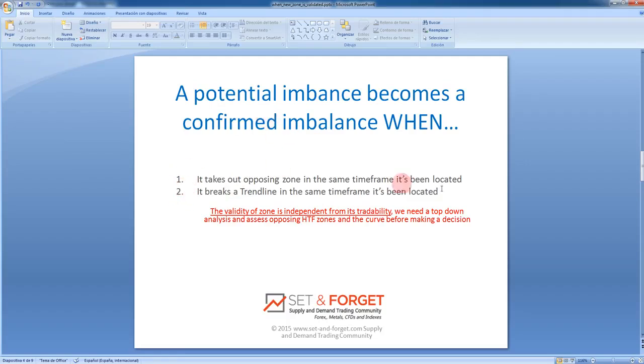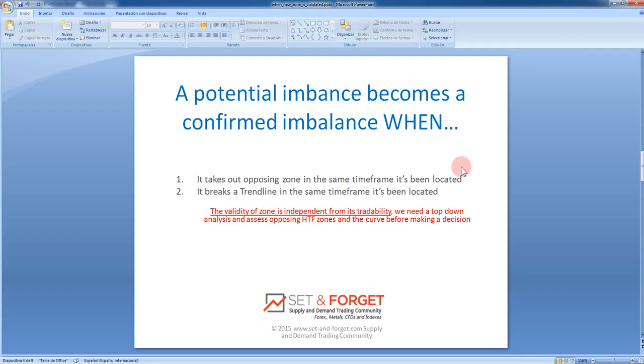If both rules are complied with at the same time, the level is even more powerful. So a potential imbalance becomes a confirmed imbalance when it takes out an opposing zone in the same time frame it has been located. We are always talking about the same time frame. We don't take into account other time frames to assess if a potential imbalance is valid or not. Each time frame is independent from any other time frame.